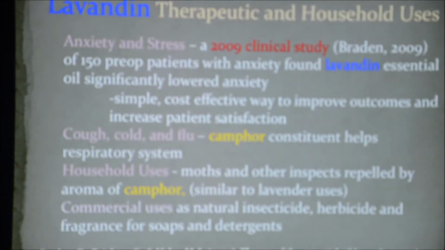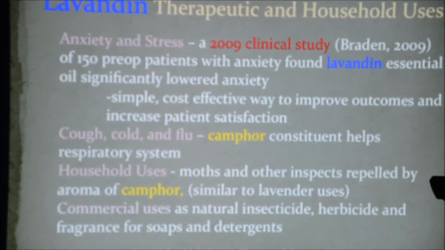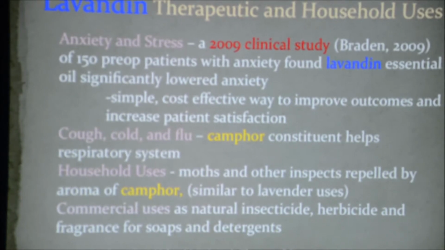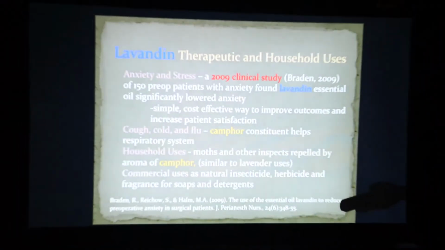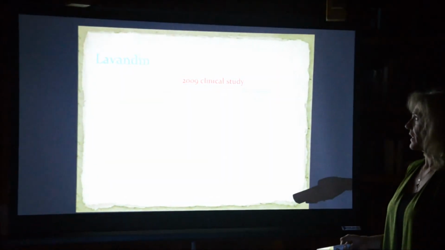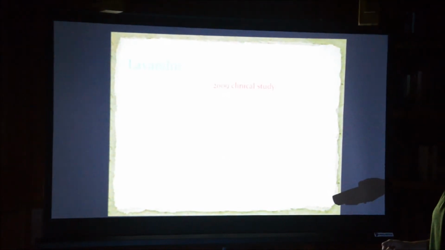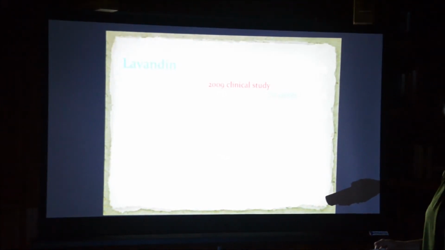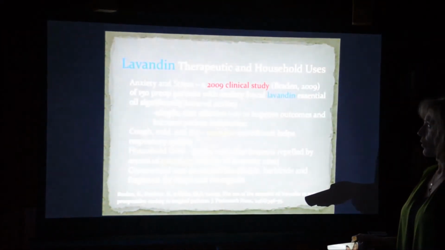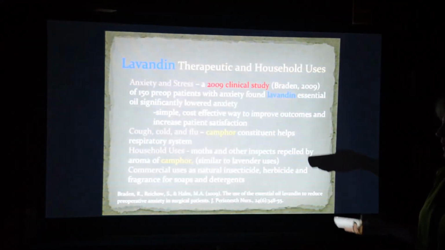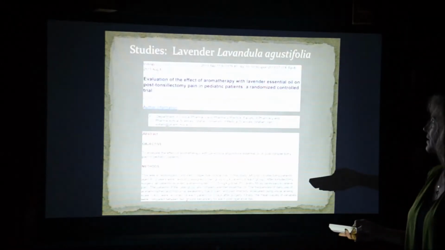Lavandin's therapeutic and household uses. Lavandin has been shown to help anxiety and stress in 150 pre-op patients with anxiety. In a 2009 clinical study, it significantly lowered anxiety, and that's a great way to increase patient satisfaction. Because of the camphor, it helps with cough, cold, and flu, and also with household uses. It can be used as a natural insecticide because of the camphor.